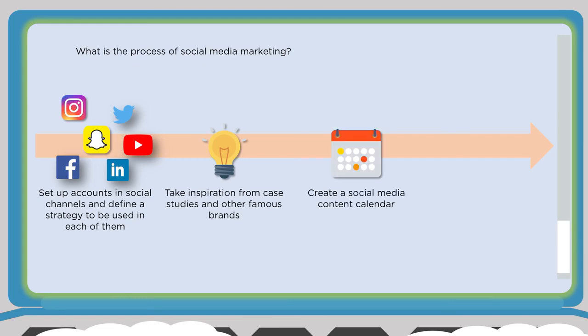Create a social media content calendar. And this isn't necessarily the very end of the process. This goes back to the beginning of the process. So when you're establishing goals and you're establishing what type of content you want to use, that should all be part of a social media content calendar. And I'm going to show you an example of one here shortly.